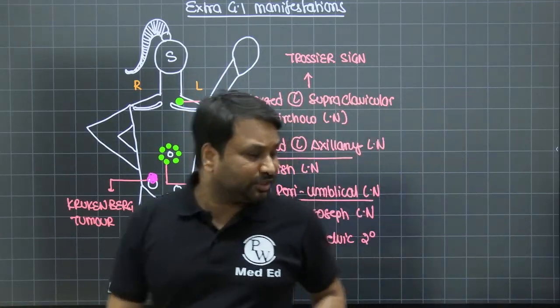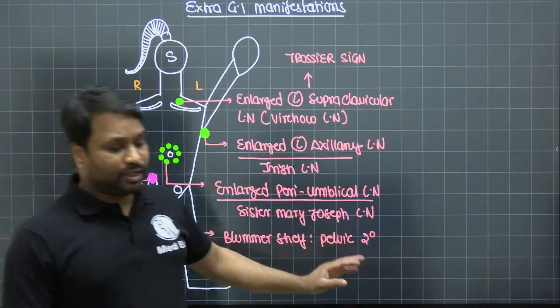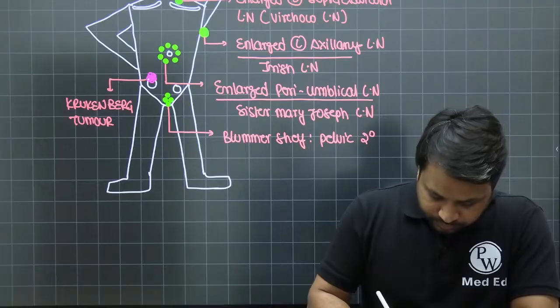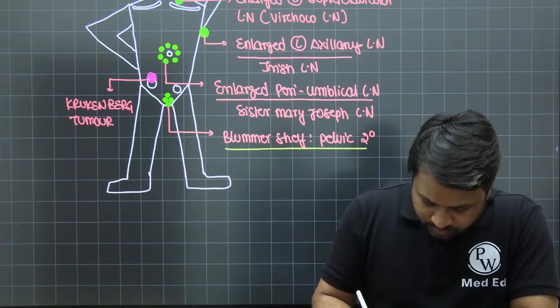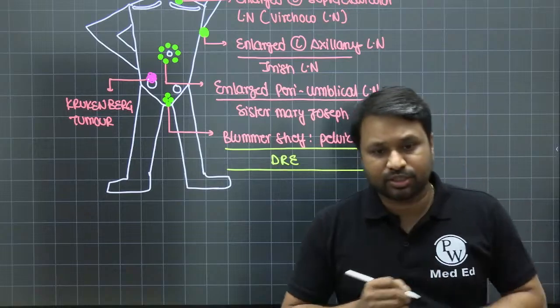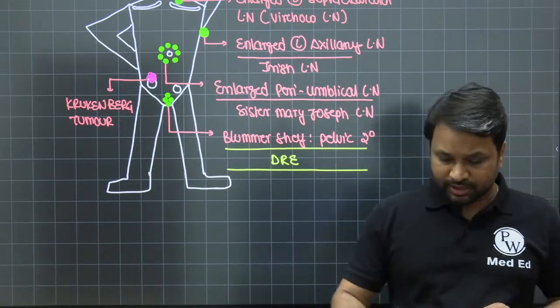This Blumer shelf you can only appreciate by doing a digital rectal examination. So this Blumer shelf can be seen, can be felt, in a digital rectal examination.